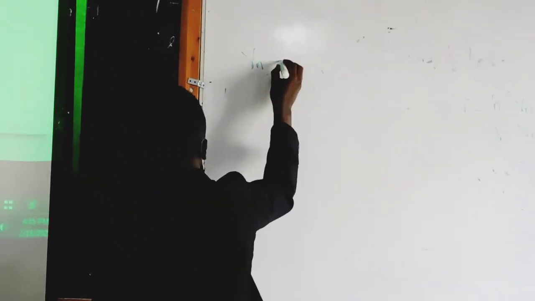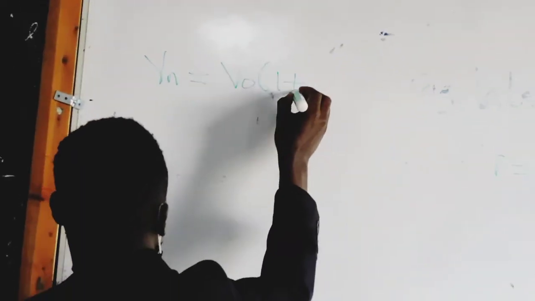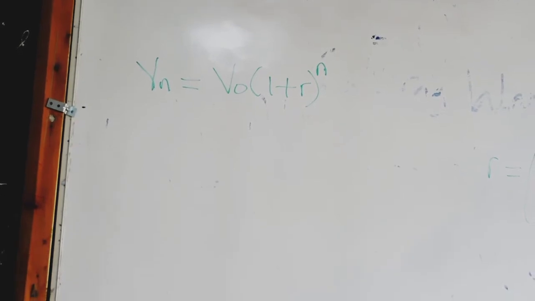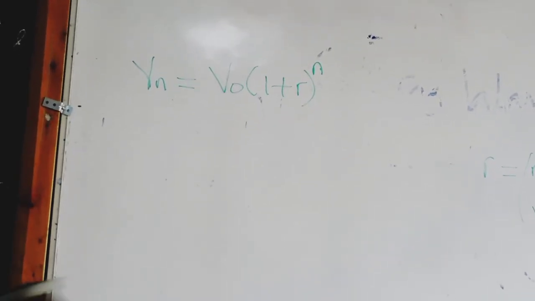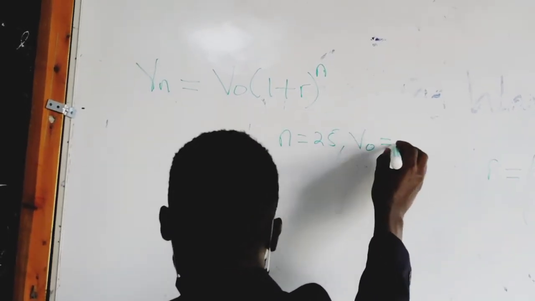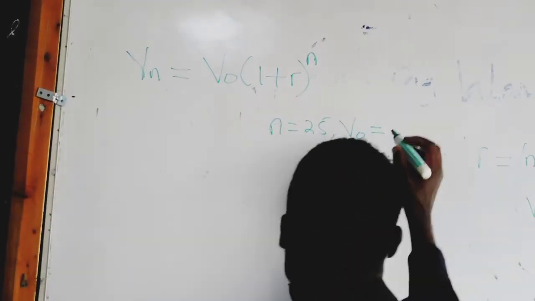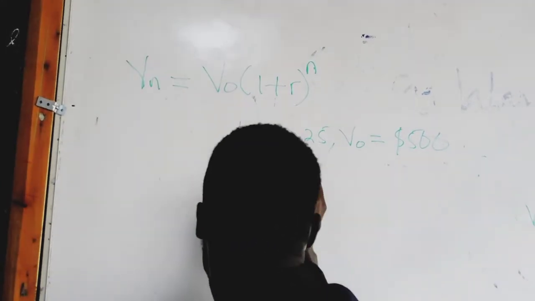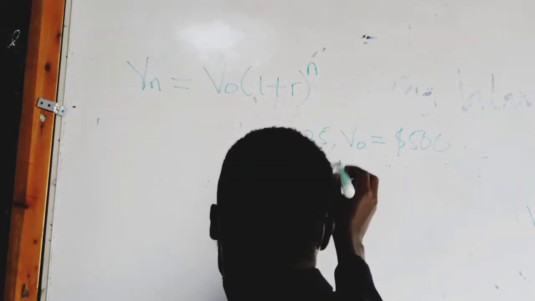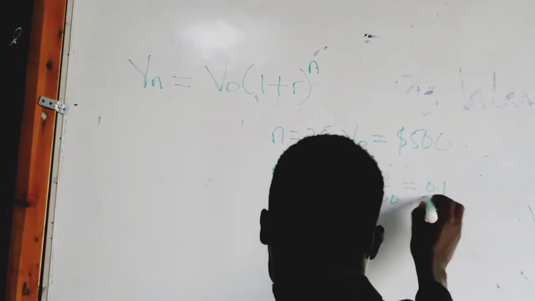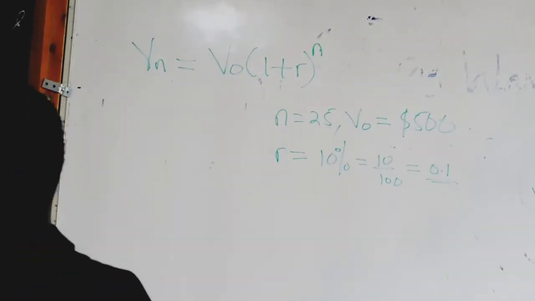What shall we employ? The future value formula. We say Vn is equal to V naught into (1 plus R) power n. The number of years n is 25. The V naught, or the present value, the amount of money now we want to invest, is US dollars 500. And then the rate of return, R, is equal to 10%, change it to a fraction to be 10 over 100, which is equal to 0.1. So just substitute in that formula to get the future value.